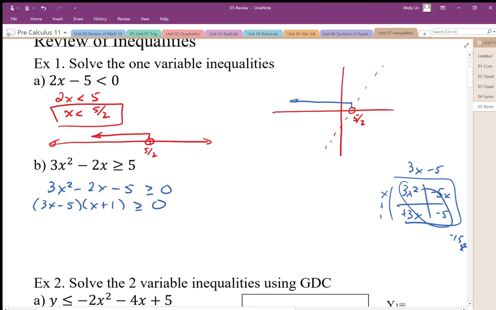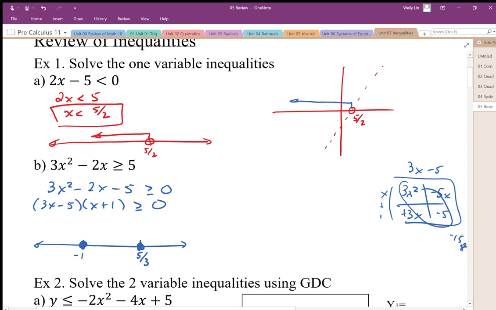If we're going to solve this, we can determine our boundary regions based on our zeros. We have a 0 at negative 1, and we're going to color that in because it's equal to that boundary. We have a 0 at positive 5 over 3, and we're going to color that in. We want to know where this inequality is above 0. So we could test.